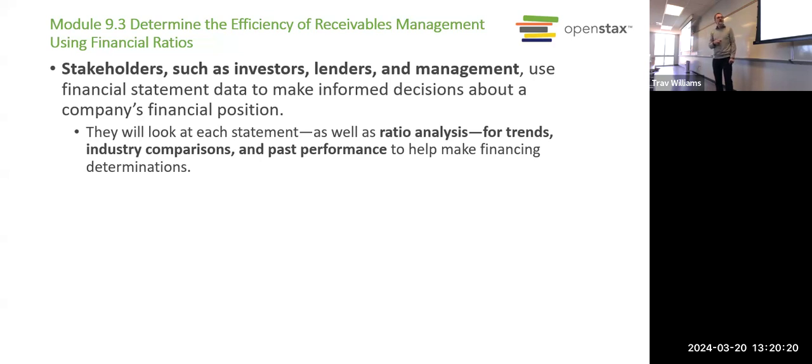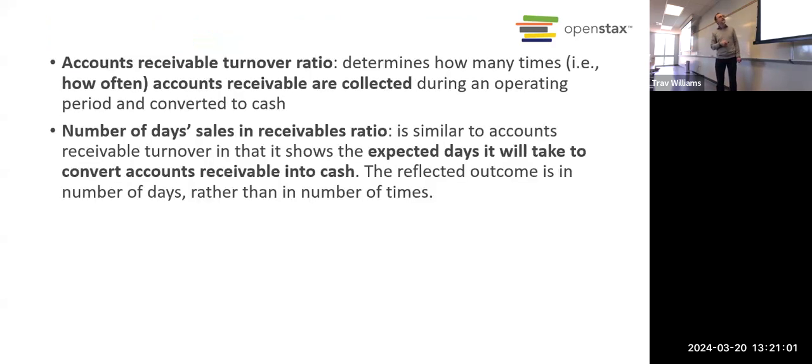Then we got into ratio analysis. We had the accounts receivable turnover ratio. Anybody remember the formula on that one? Net credit sales divided by your average accounts receivable, right? How do we figure out average accounts receivable? Okay, well, it was beginning accounts receivable plus ending accounts receivable divided by 2, right?